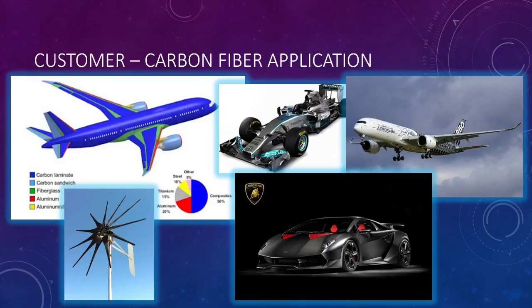In the automotive industry, high-performance automobiles like Lamborghini are taking advantage of the strong, lightweight material. Lamborghini just put their Sesto Elemento onto the production floor. This car has the majority of its body made of carbon fiber, significantly reducing its weight and drastically improving its performance. Formula One also uses carbon fiber to enhance their handling.